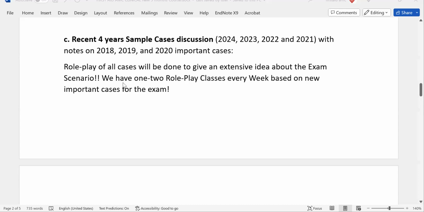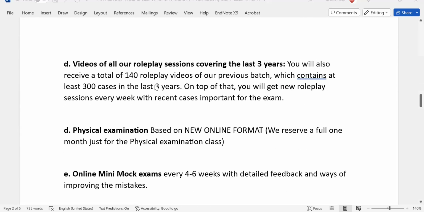You will have one or some days 2 role play classes every week. Most of the time our theory classes will be 2 days of theory class and 1 day of role play class, and some weeks you will also get 2 theory classes and 2 role play classes. So that's a lot of opportunity for any of you to do role play if you want to come on the live sessions.